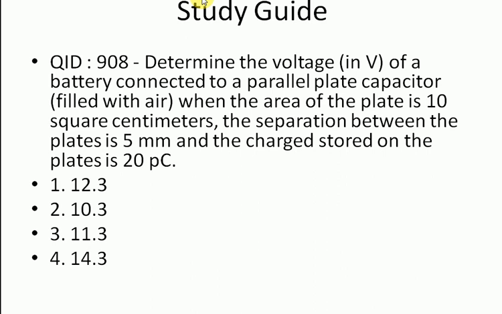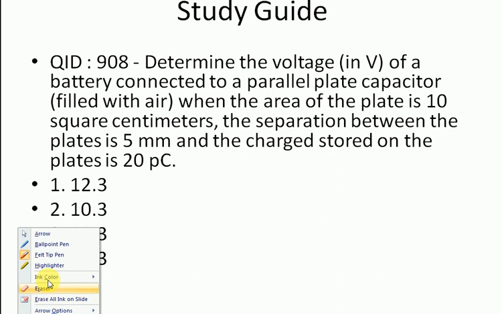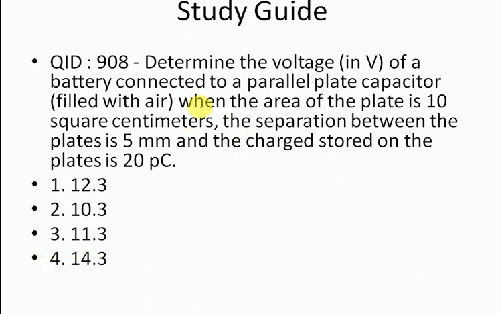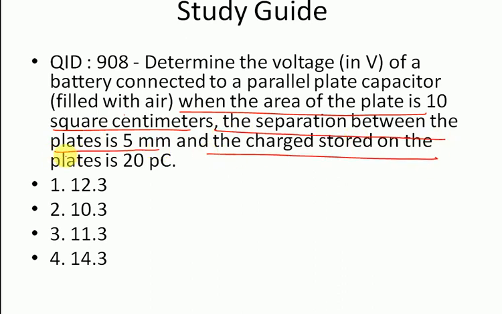What does the question say? The question says: determine the voltage of a battery connected to a parallel plate capacitor. What is given? Parallel plate capacitor with air filled. Very important, air filled. Why? I'm telling you right now. When the area of the plate is 10 square centimeter, the separation between the plates is 0.5 millimeter, and the charge stored on the plate is 20 picocoulomb.